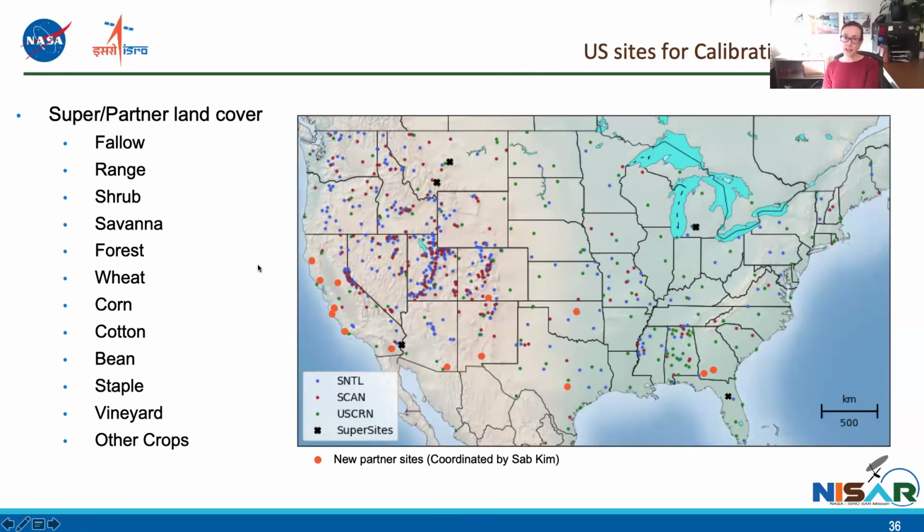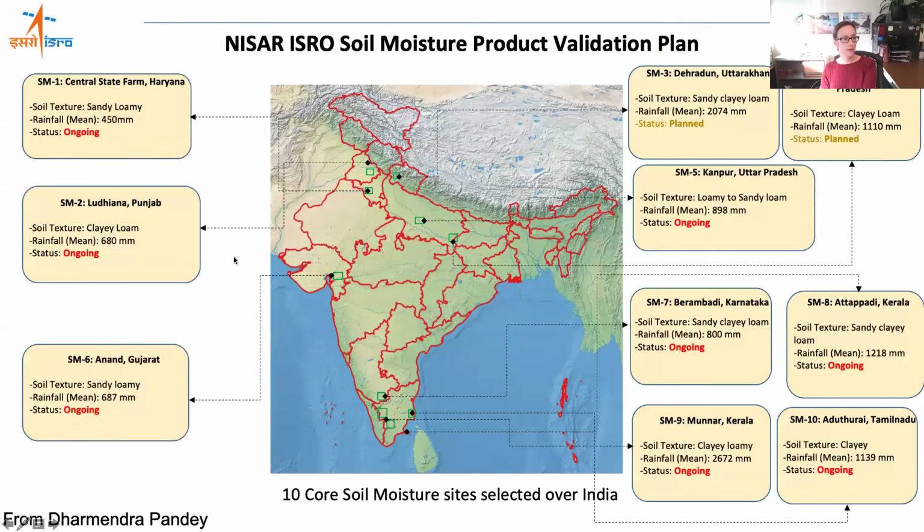We also have partners in India who are part of the NISAR team, and this is from Dharmendra Pandey at ISRO. They also have a large number of sites where they are acquiring in situ data at the same time. So there's going to be a whole lot of data coming in that people can look at.